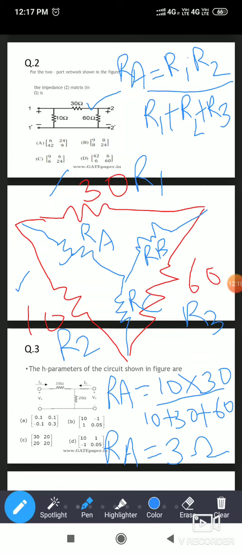So if you are finding all those values, then what will be the value of RB? RB is nothing but 30 into 60 divided by 100, means 1800 divided by 100, that will give RB equal to 18. And last one, this RC means 10 into 60, that is 600. 600 divided by 100 means this will give the 6.